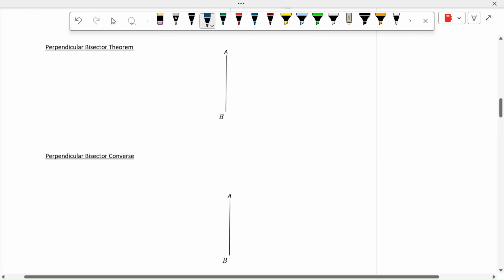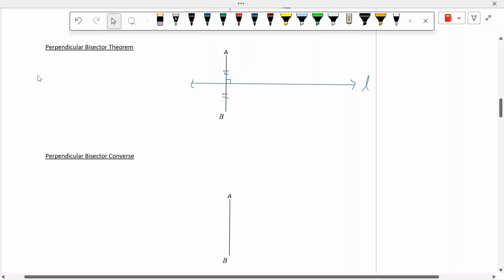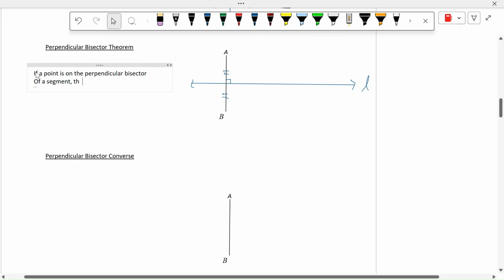Perpendicular bisector theorem. So I have this segment AB, and if I have the perpendicular bisector of it, we'll say line L is the perpendicular bisector of segment AB. That means it is bisecting it, so it hits the midpoint, so these segments are equal to each other. We also have that right angle. And what this perpendicular bisector theorem is going to say for us is that if a point is on the perpendicular bisector of a segment, then it is equidistant to the endpoints of the segment.